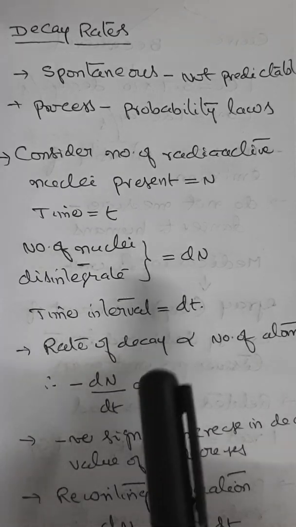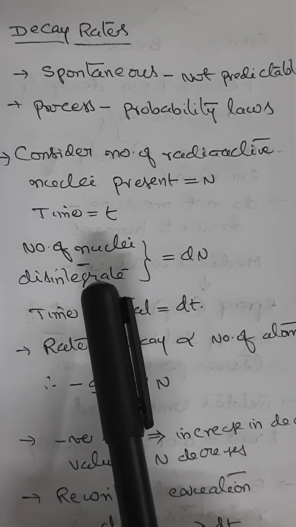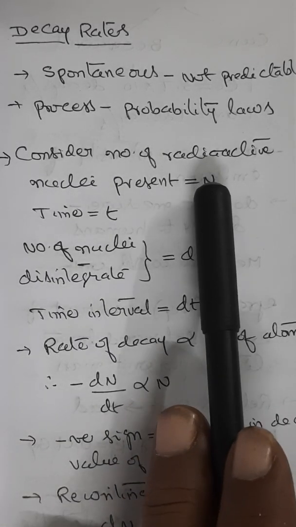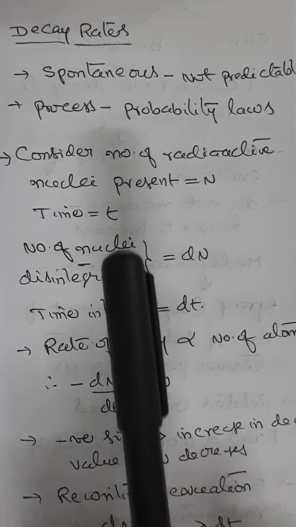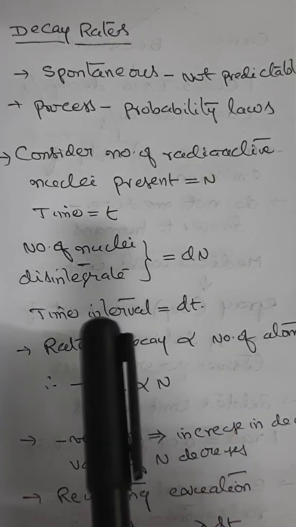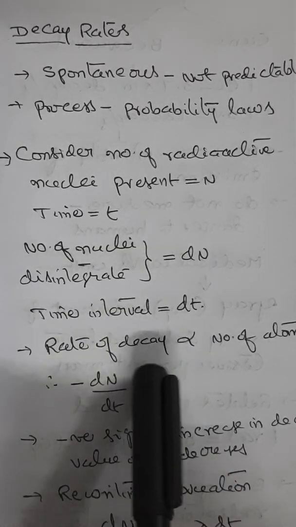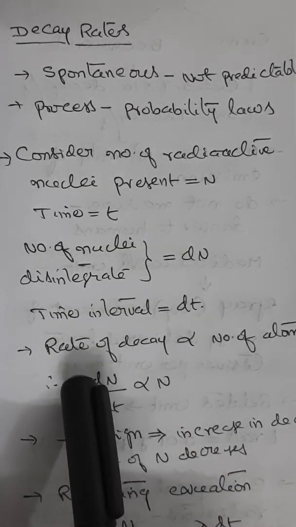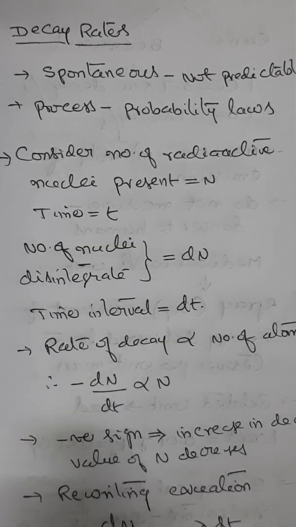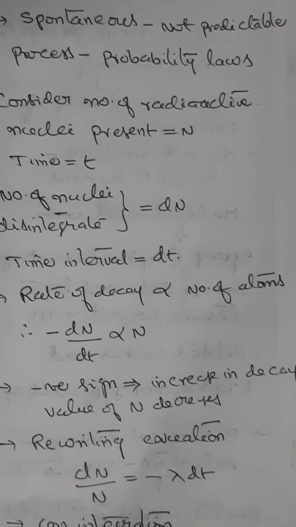The rate of decay of nuclei is directly proportional to the number of atoms present. Rate means time rate we are talking about. So the time rate of that nuclei, that is d by dt of N, with the negative sign I will come to later: dN by dt is proportional to N. Here we are writing minus. What does this minus symbol indicate?